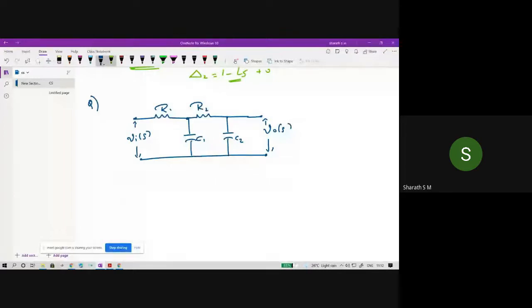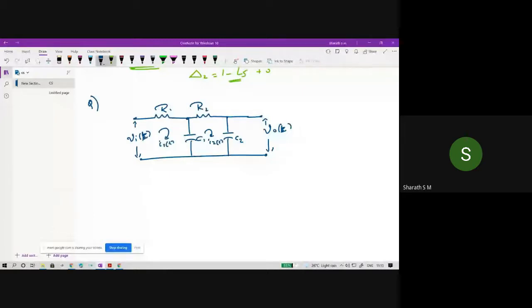For this RC circuit, first we need to identify the number of loops. Here the first loop is I1 and this one is I2. Already it's in the s-domain, so we can write the equations directly with respect to the Laplace transform. This one is Vi of t and this one is V0 of t, and with respect to that we have currents I1 of t and I2 of t.